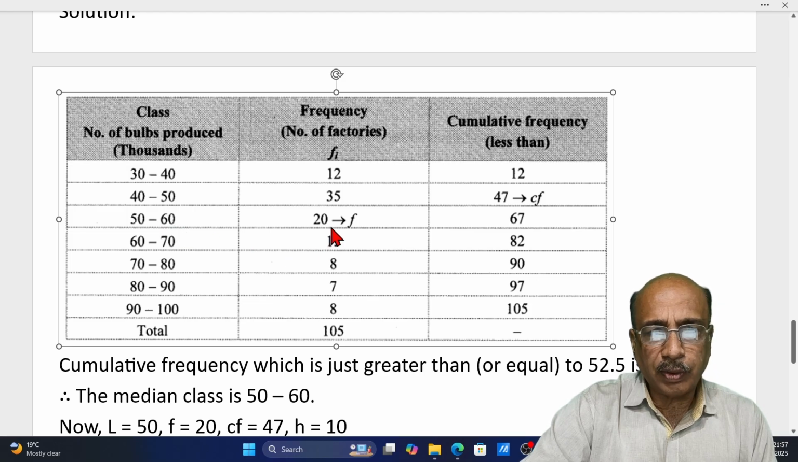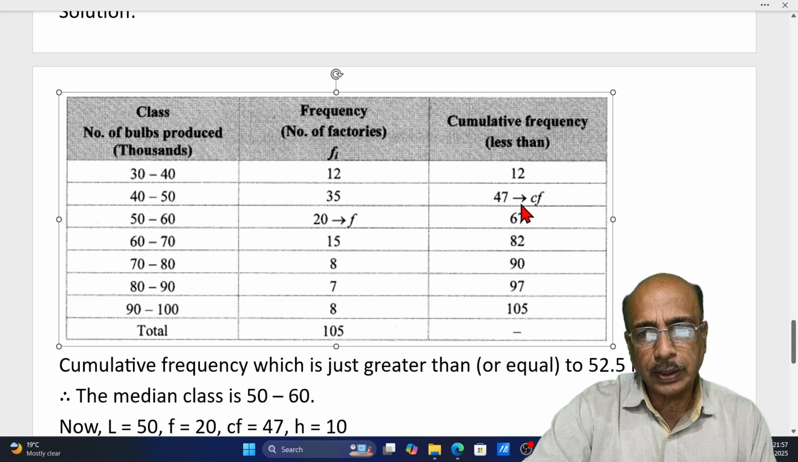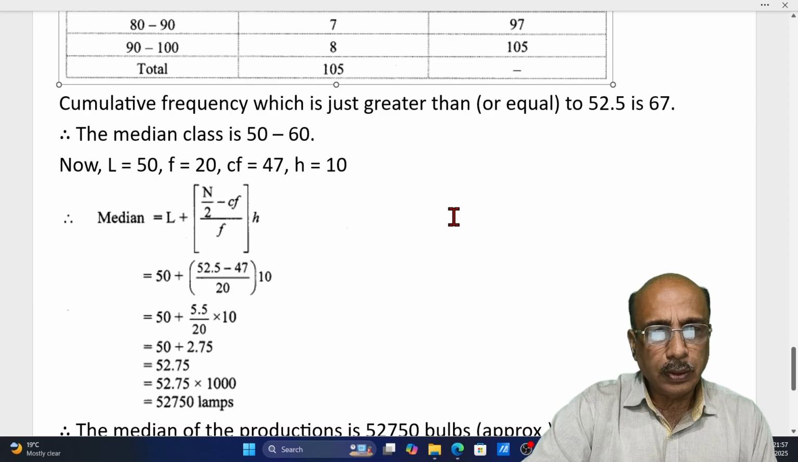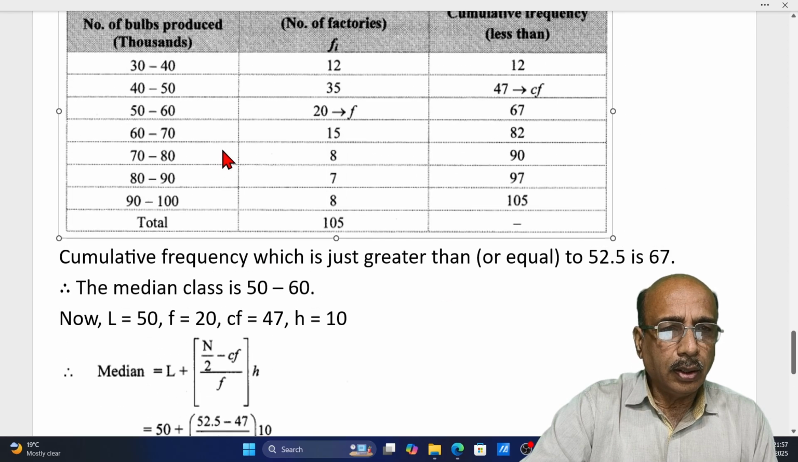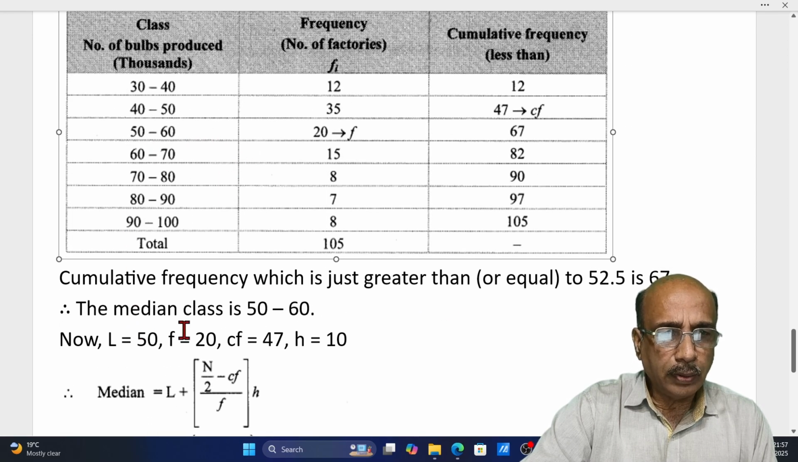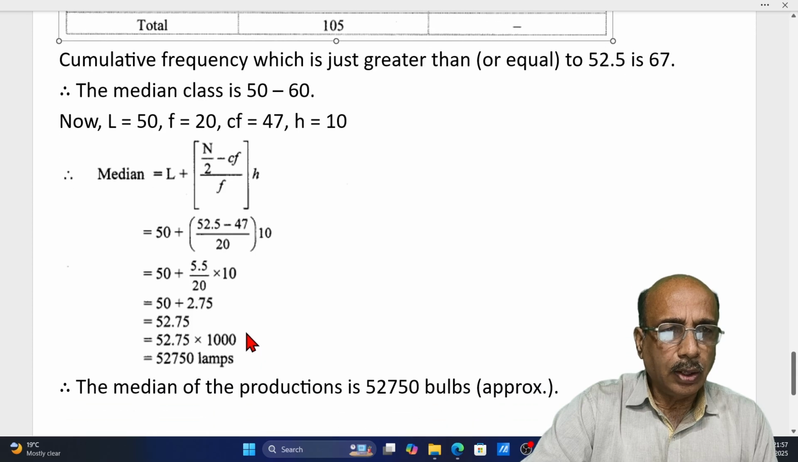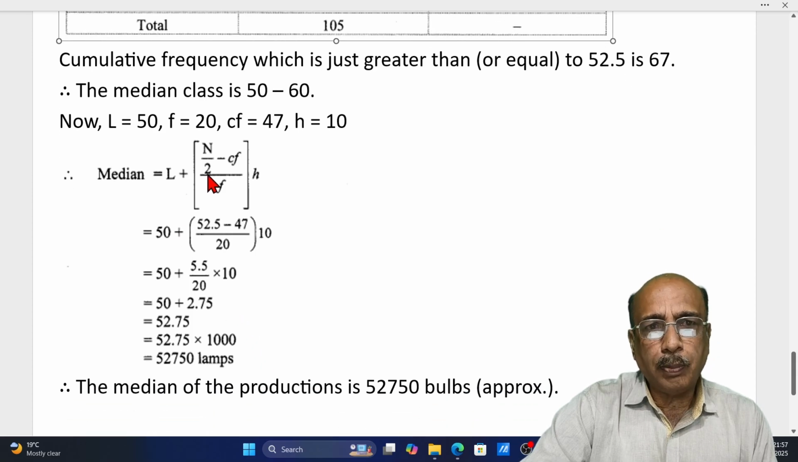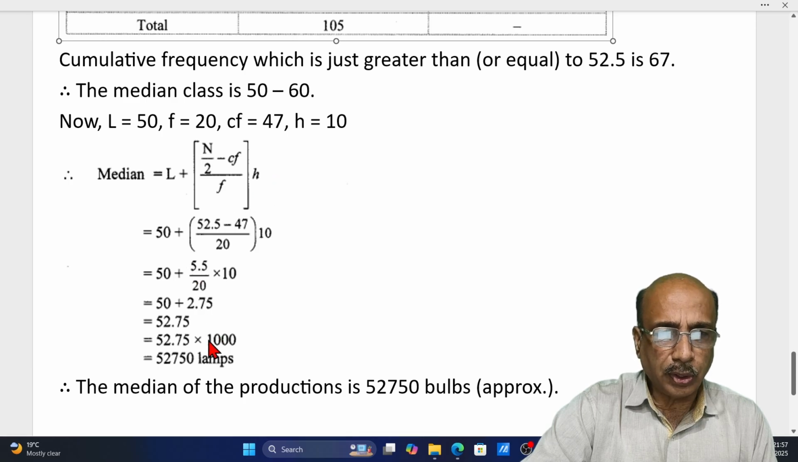Of that class the frequency is 20 and the cumulative frequency of the previous class is 47. So here you get lower limit equals 50, frequency equals 20 and cumulative frequency equals 47. H equals 10, as 60 minus 50 is 10. Again, median formula: L plus (n by 2 minus CF upon F) into H. Substitute the values and calculate.